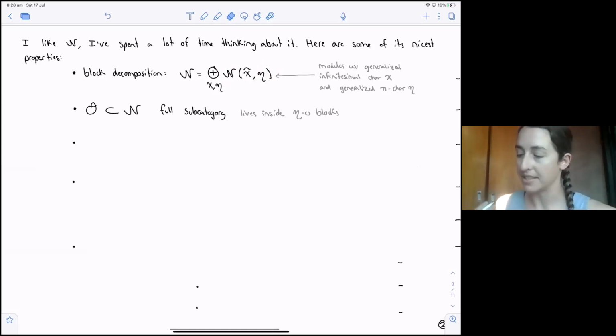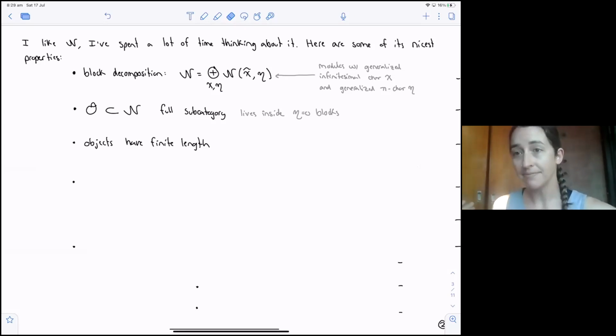Another nice quality of this category is that it contains category O as a full subcategory. And this lives inside of the blocks where eta is equal to 0. And this is kind of what we saw earlier when I said that Verma modules were Whittaker modules corresponding to the zero character. All of category O actually lives inside of here. And in some sense, we can think about this category as a natural generalization of category O. If we slightly changed the conditions defining it, we would exactly get the definition of category O.